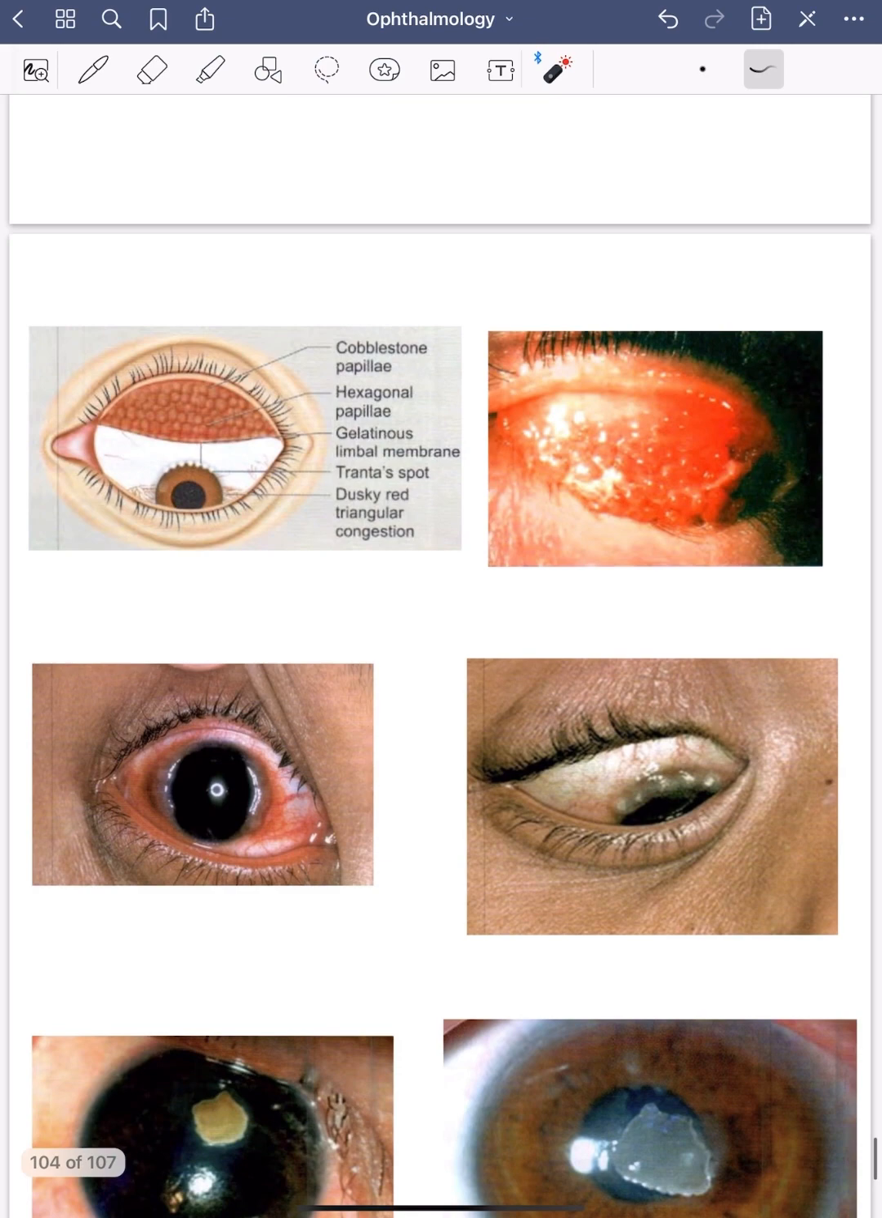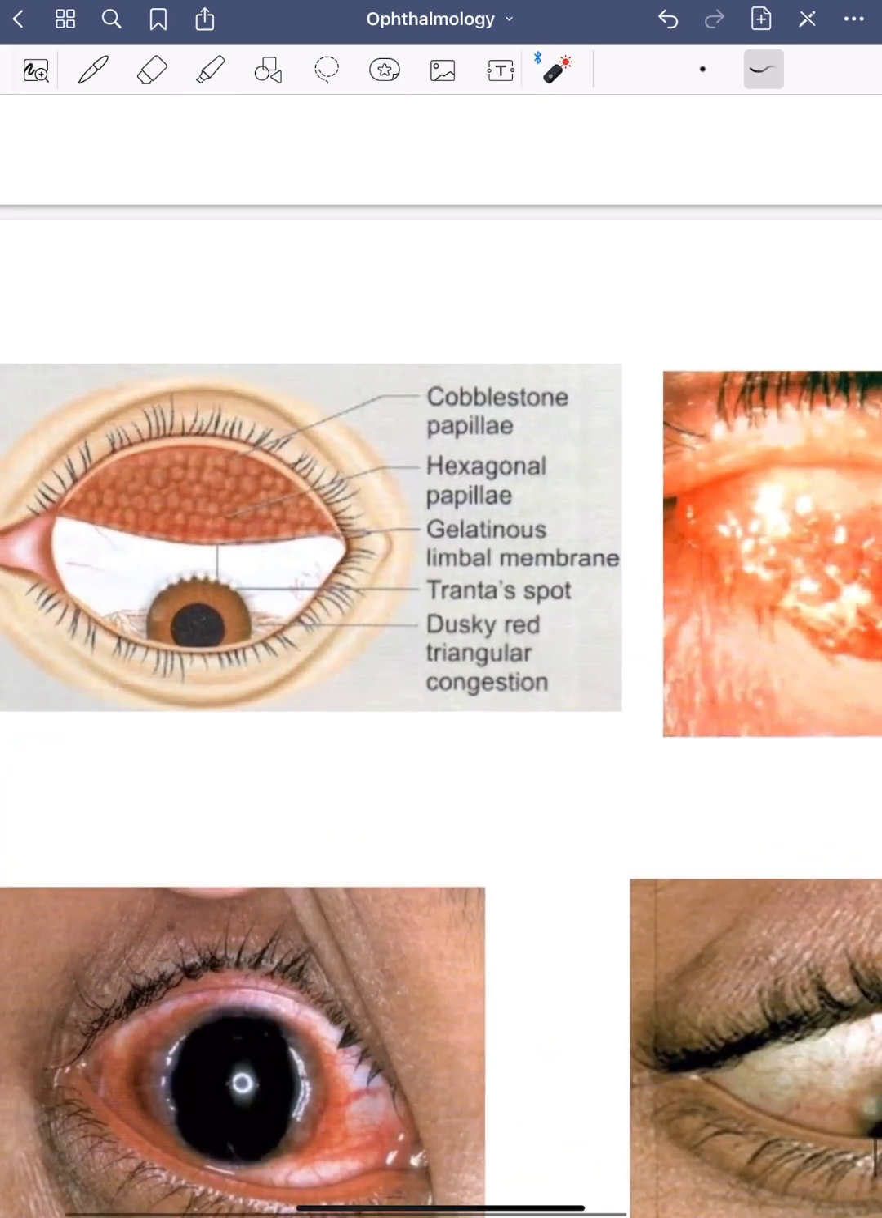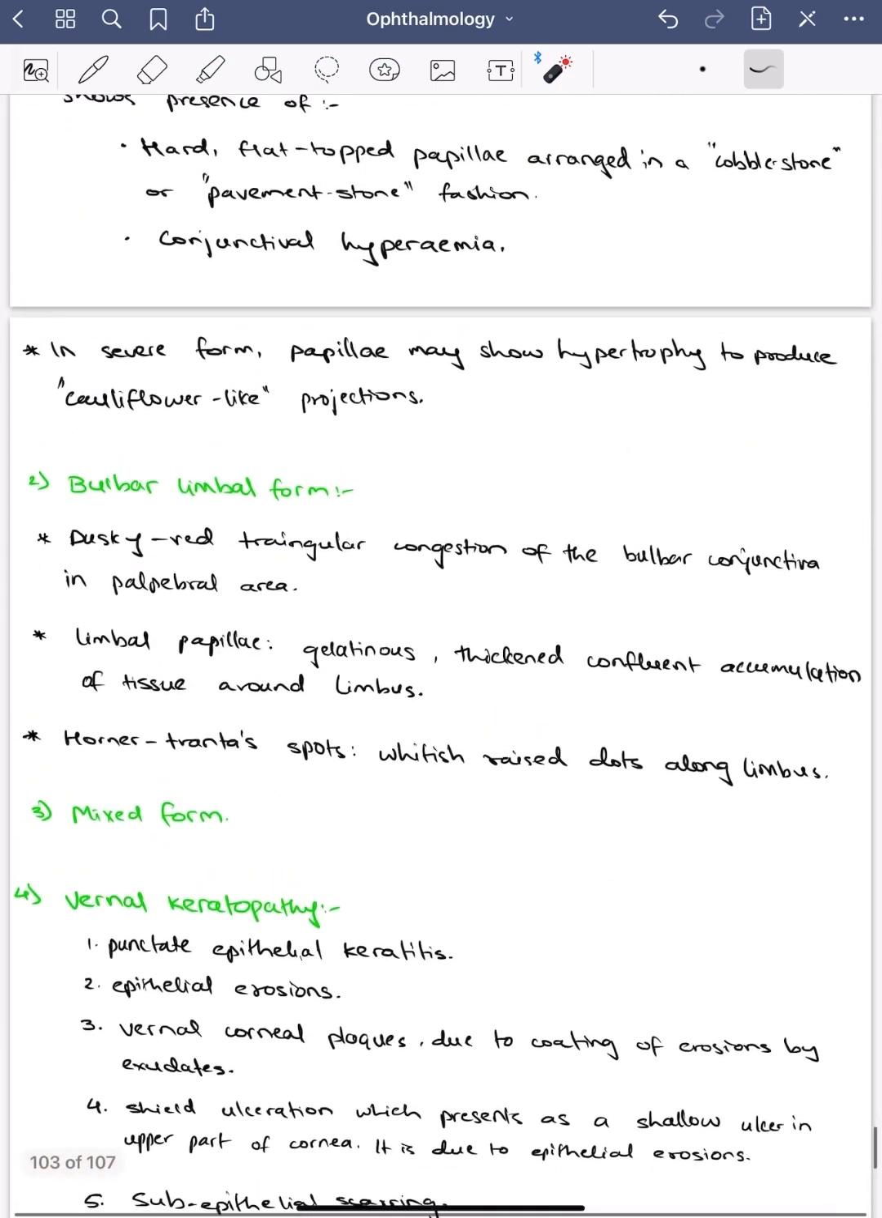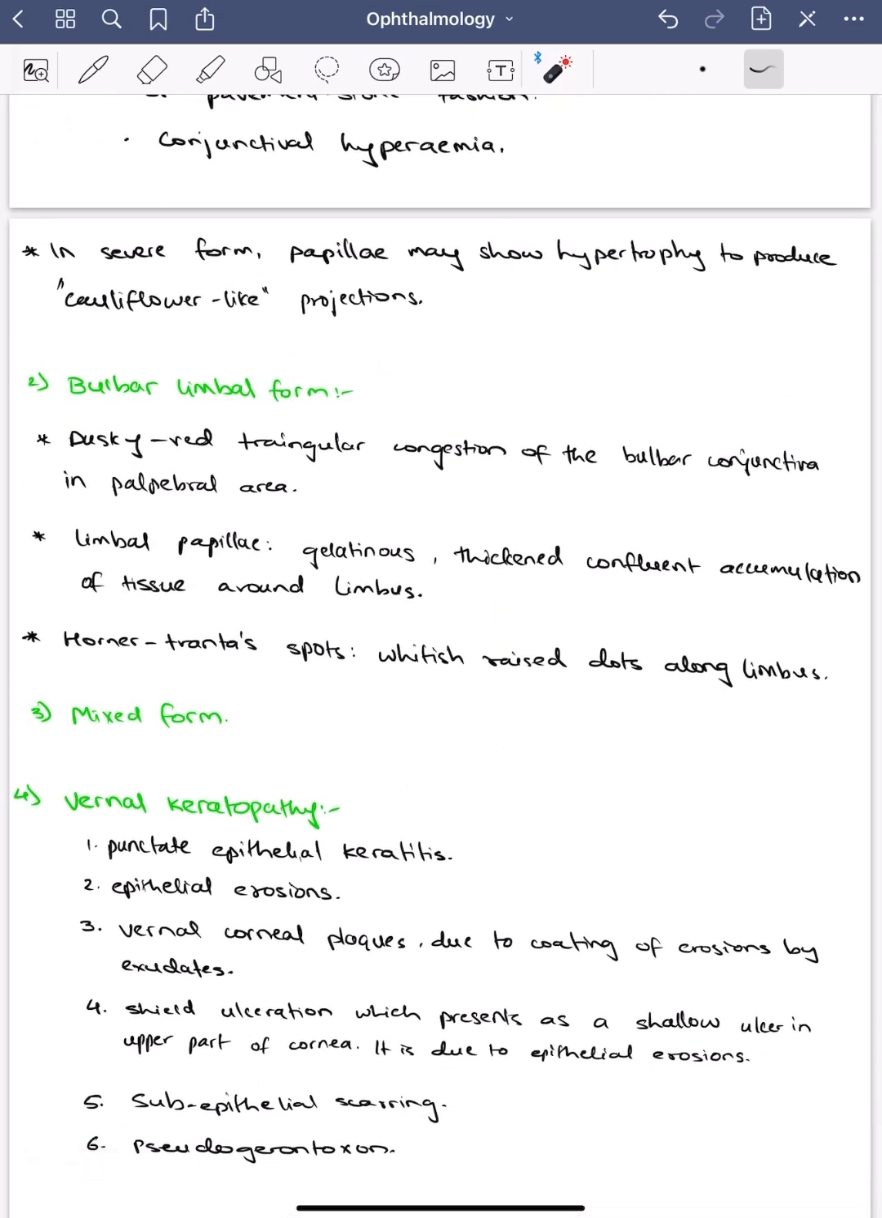And the third feature is the presence of whitish raised dots around the limbus, and these are known as the Horner-Tranter spots. So again, remember, in bulbar conjunctiva there is dusky red triangular congestion, then there is presence of limbal papillae, and finally presence of Horner-Tranter spots.